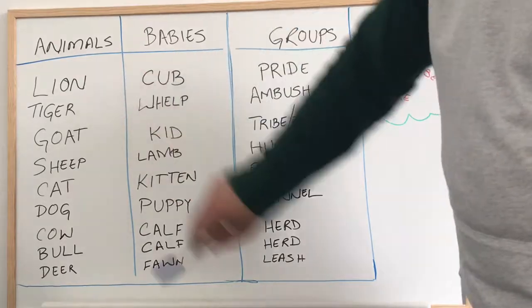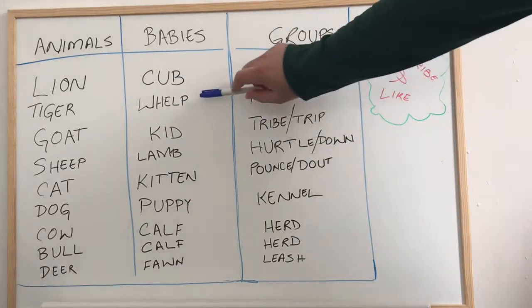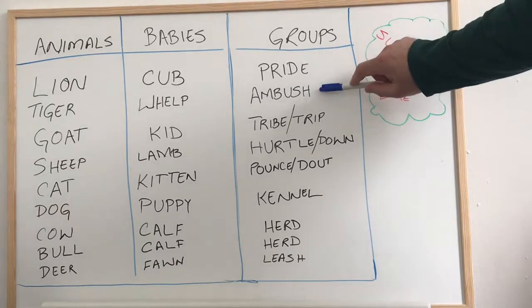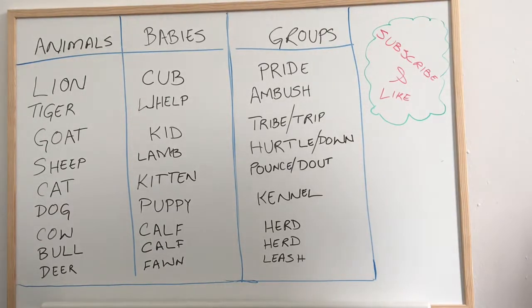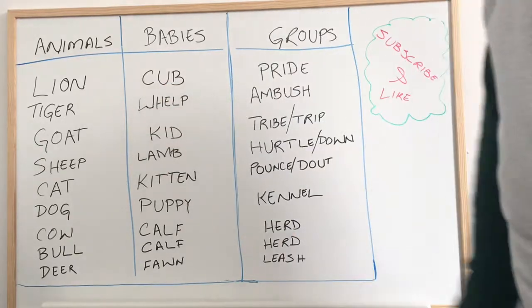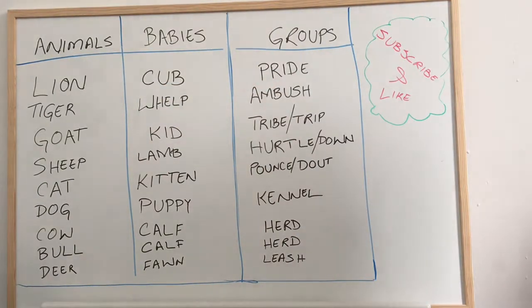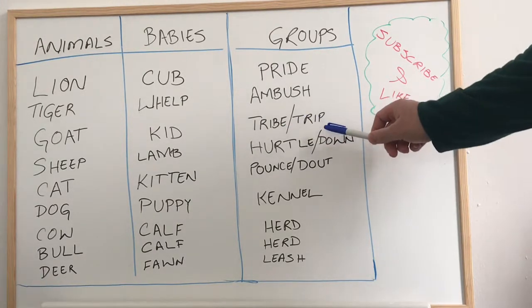Tiger. The baby tiger is called whelp, and the group of tigers is ambush. Goat. The baby goat is called kid, and the group of goats is called tribe or trip.